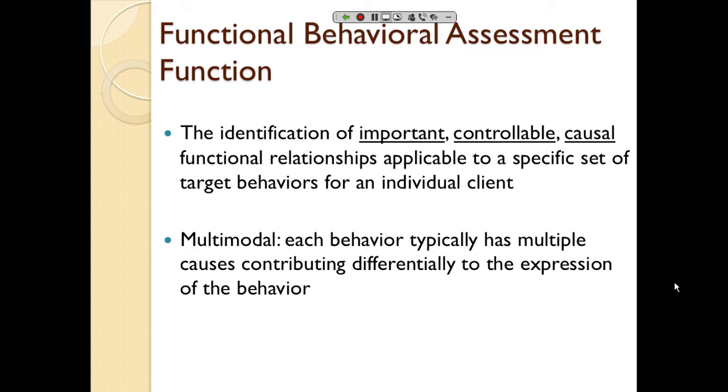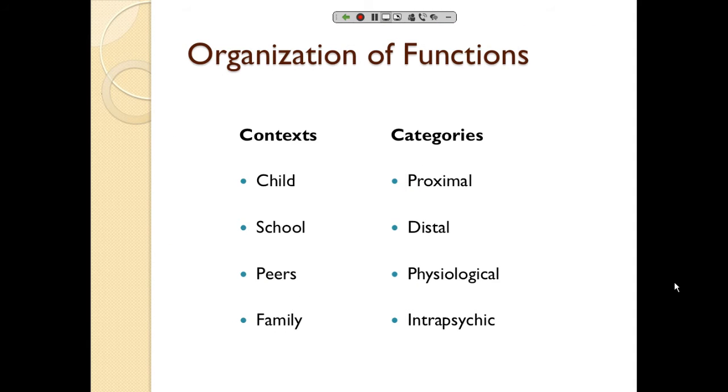So thinking about the kinds of functions, you want to look at both contexts, such as what is the function for the child, what is the context of the school, peers, and family, and what category might the functions fall into. Would these be things that are proximal, distal, like stimuli from a distance? Is it a physiological problem, or is it some kind of intrapsychic problem, meaning a thought process that's going on?